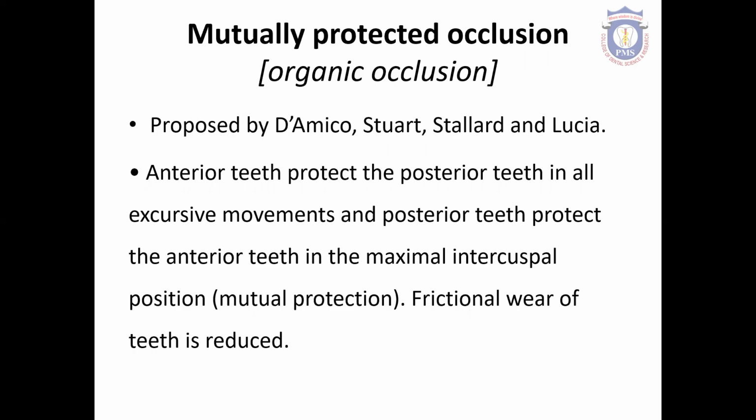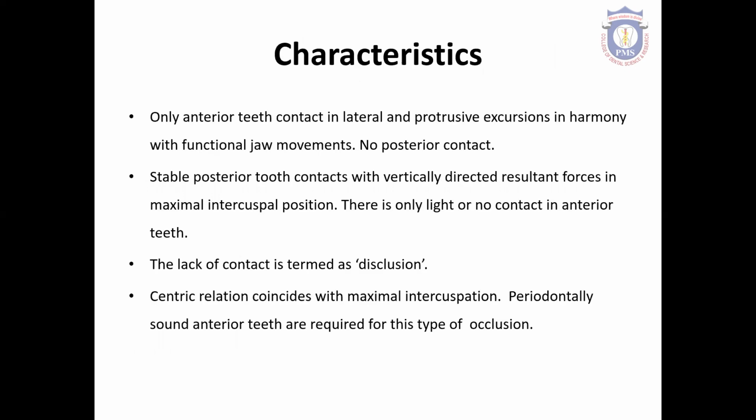Mutually protected occlusion, otherwise called organic occlusion. Anterior teeth protect the posterior teeth in all eccentric movements, and posterior teeth protect the anterior teeth in maximal intercuspal position. Frictional wear of teeth is also reduced. Only anterior teeth are in contact in lateral and protrusive excursions, in harmony with the functional jaw movement. No posterior teeth are present. Posterior tooth contacts are present.